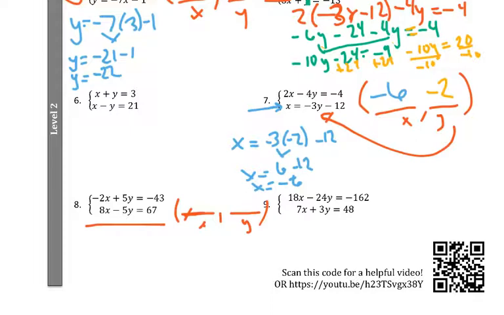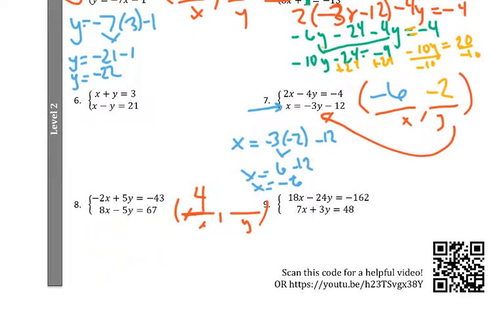Let me get my calculator. I can already tell I'm going to need it. So negative 2x plus 8x is going to be 6x. My y's eliminate. And then, oh my gosh, what is that going to be? Negative 43 plus 67 is 24. Divide both sides by 6, and x equals 4.